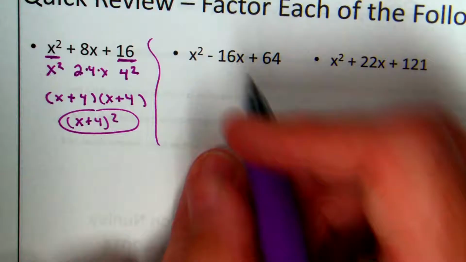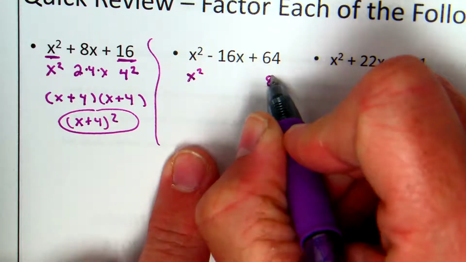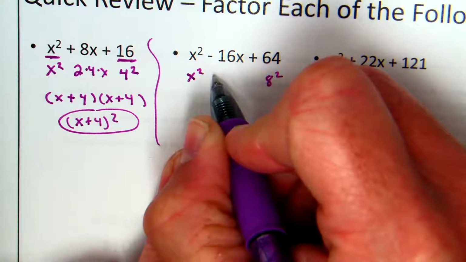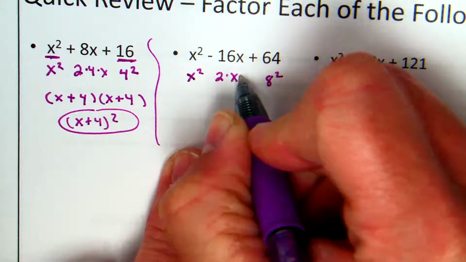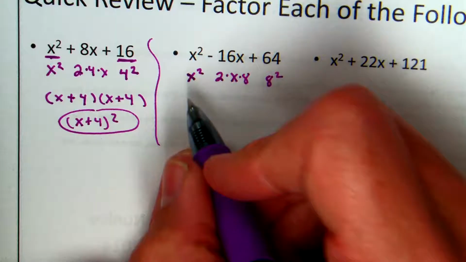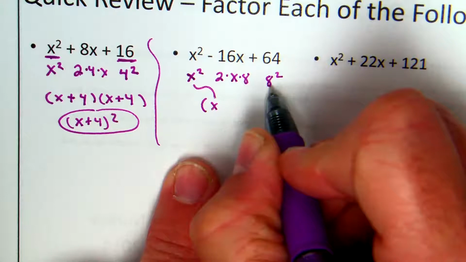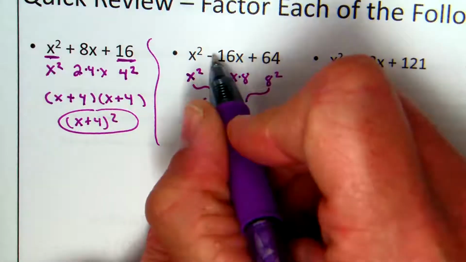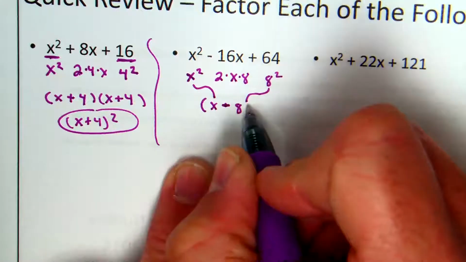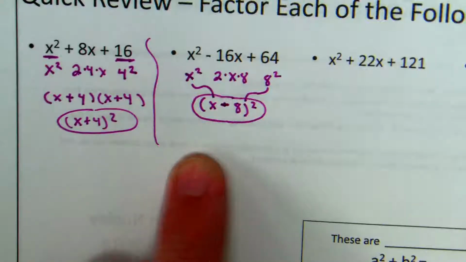I'm going to do the same thing here. This is an x squared. This is an 8 squared. This middle number is a 2 times an x times an 8. Therefore, it is a trinomial squares pattern. When I see that, I instantly recognize that this is going to be an x and an 8 with a minus sign in between, squared.